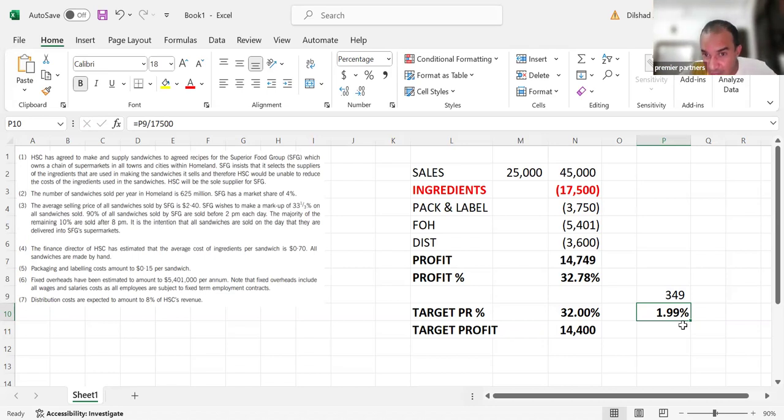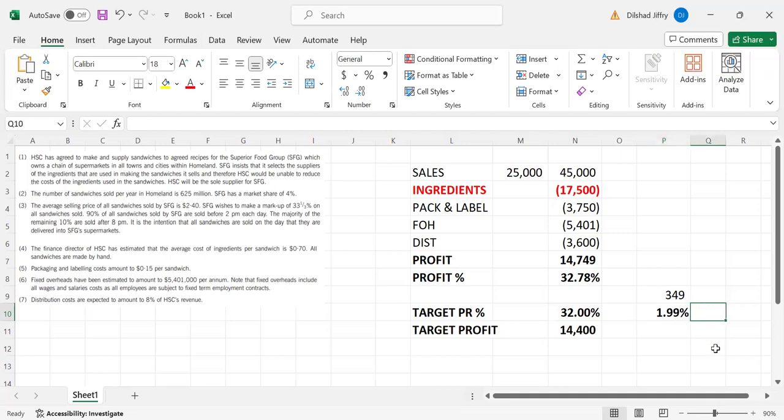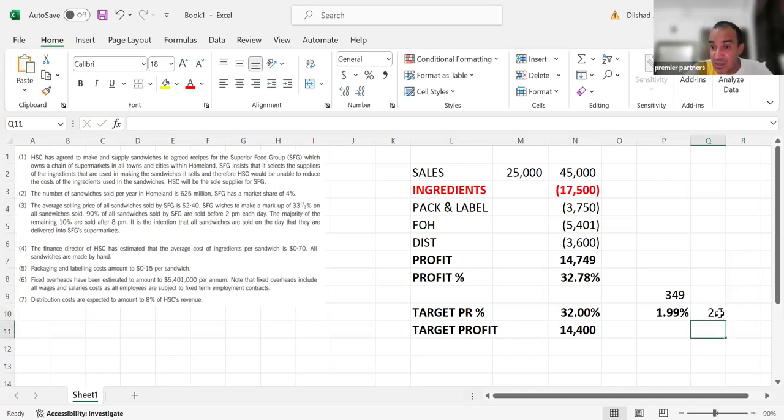Now he is worried that if the ingredient cost increases, the margins will drop. Let's say the increase of ingredient cost is 2.5%. Can he achieve the target profit of 32%? No. Exactly. If the ingredient cost increases by more than 1.99%, every percentage increase will reduce his margin. Therefore, the question is about sensitivity.